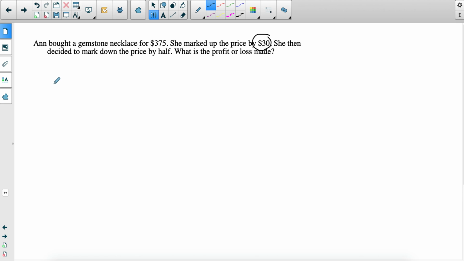So first we need to know what happened when the price was marked up. So obviously from 375 it increased by 30, and so we get to $405. That's how much it costs. She then decided to mark down the price by half, and they could have actually said reduced by marked down by 50% or marked down by 20%.